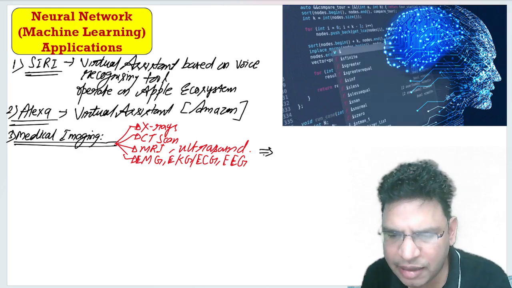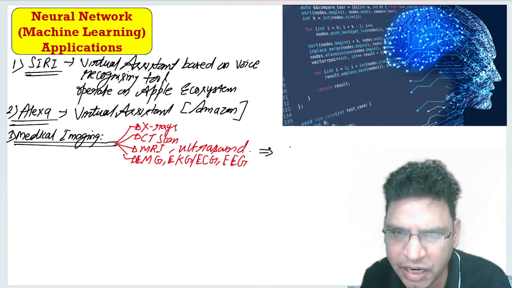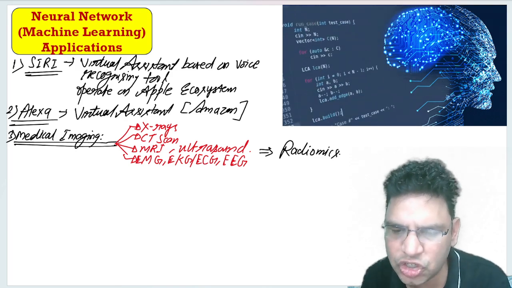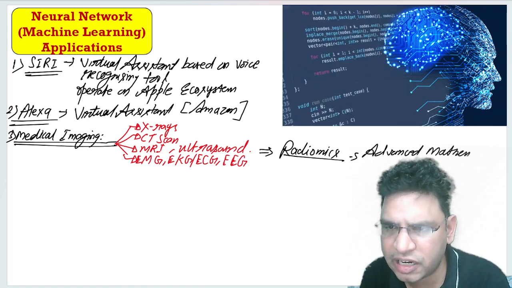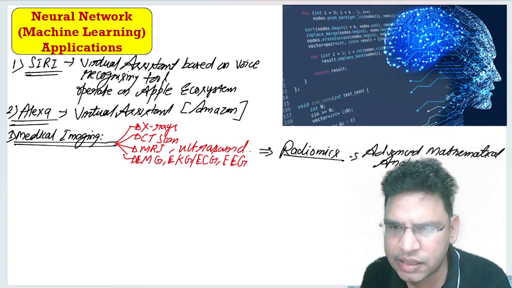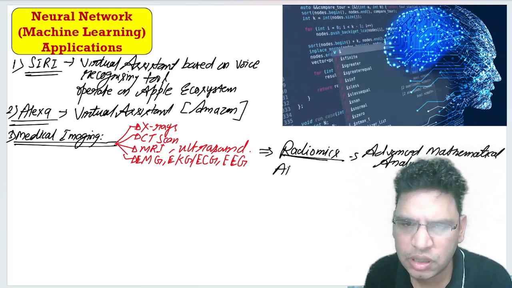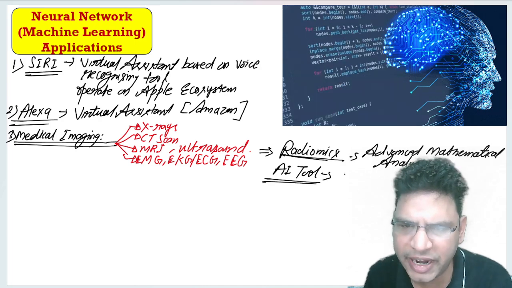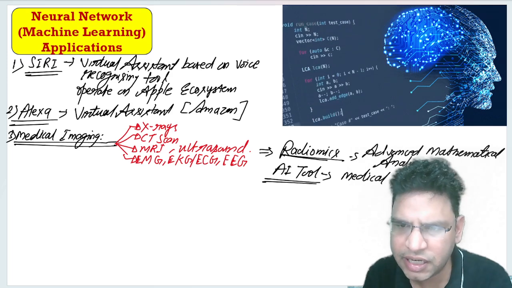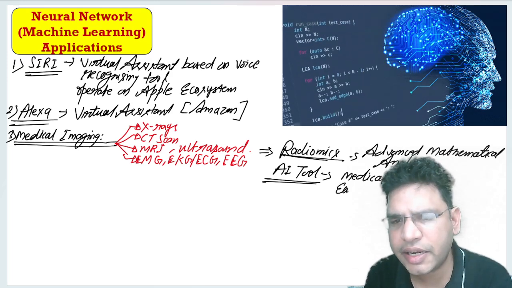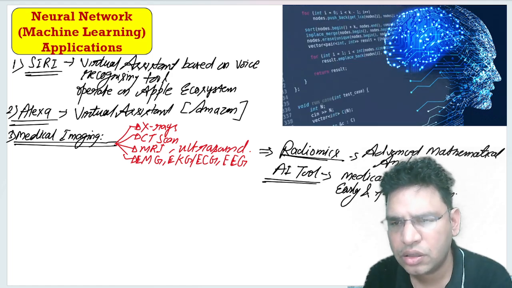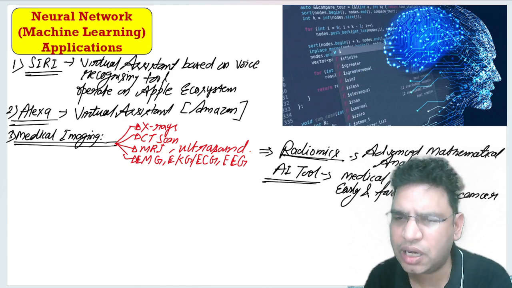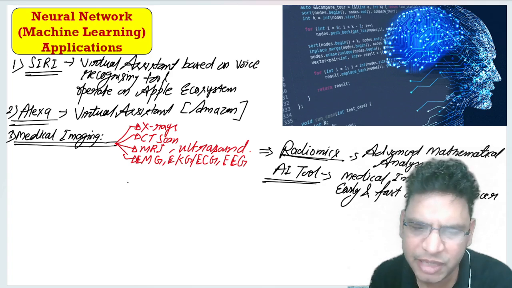So let me tell you, for example, we have radiomics. Radiomics is based on advanced mathematical analysis. This is an AI tool used for medical imaging, for example, early, fast and accurate detection of cancer. It takes data from radiographs, right?